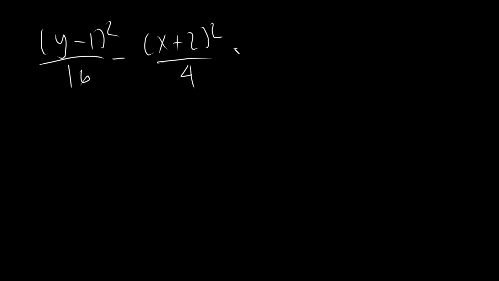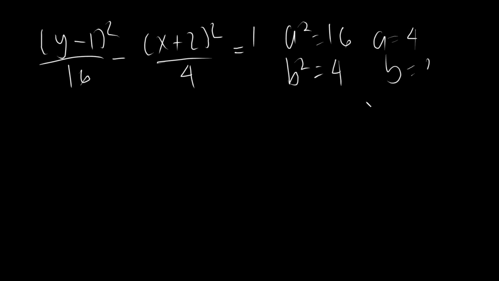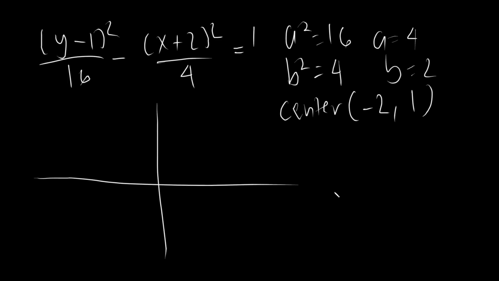Okay, let's say you are given the equation y minus 1 squared over 16 minus x plus 2 squared over 4 equal to 1. So your a squared is 16 since a is the denominator of the positive term, and your b squared is equal to 4. So, a is equal to 4, b is equal to 2, and your center is at negative 2, 1. So, to draw the hyperbola, first locate the center. It's at negative 2, 1. So, 1, 2, 1. Okay, that is your center.